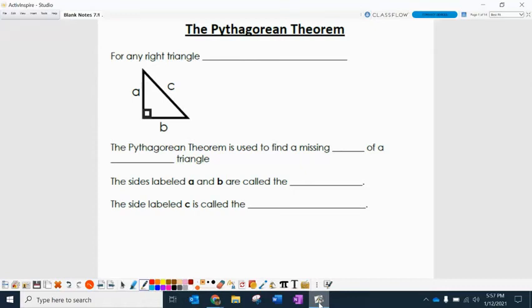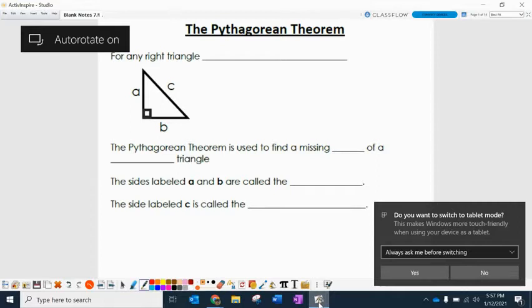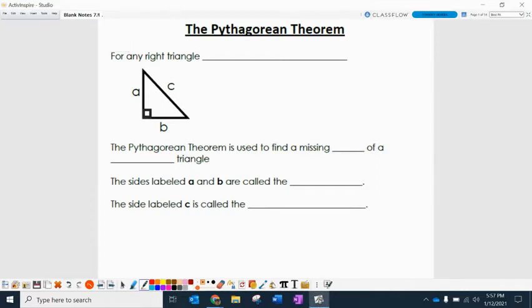Okay, today we're talking about the Pythagorean Theorem and some different ways that we can use it to classify triangles. So for any right triangle, it turns out that a squared plus b squared equals c squared. And that's what's known as the Pythagorean Theorem.